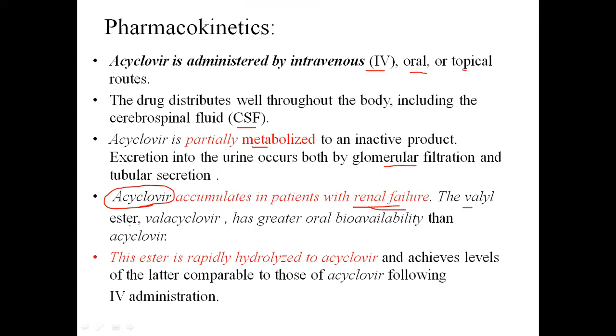Then the valyl ester, which is called valacyclovir, has a greater oral bioavailability than acyclovir. This is an important point. Valacyclovir is a derivative of it. This ester is rapidly hydrolyzed, so we can call this a prodrug. Valacyclovir is a prodrug. What is a prodrug? A prodrug is converted with the help of metabolism into the active form.